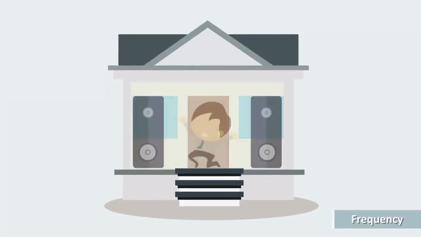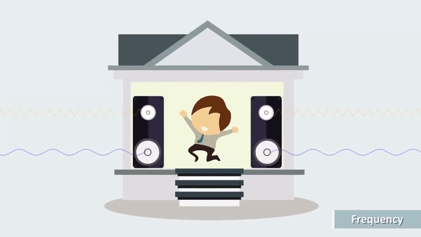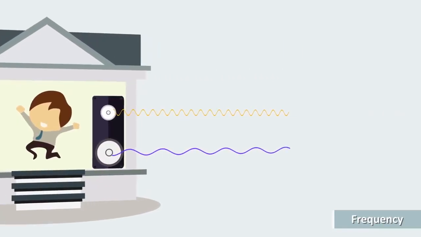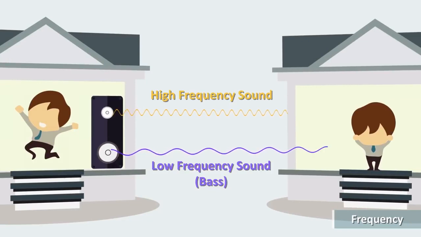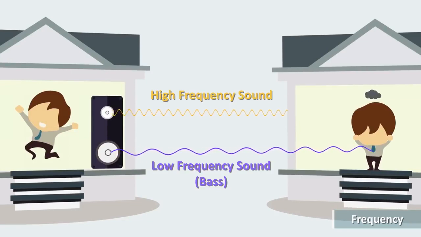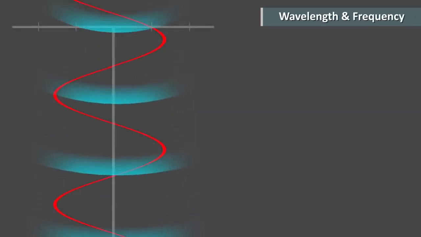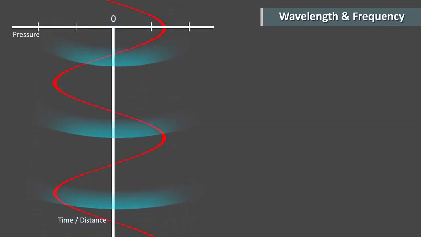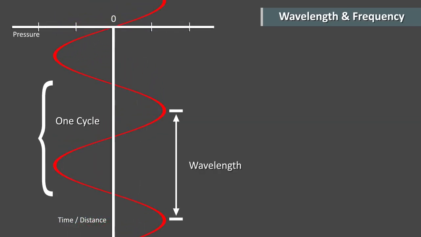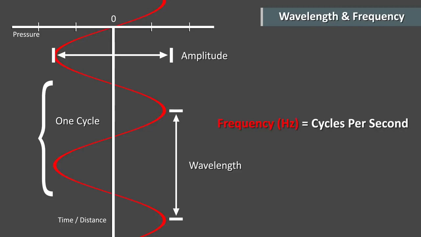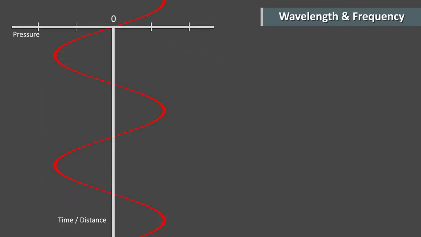A good example to demonstrate the concept of sound frequencies is listening to loud music played in the home next door. The bass, or low frequency, is often heard through the wall. Higher frequencies are often attenuated or absorbed by the walls of the home. One cycle of a sound wave is composed of a complete positive and negative pressure change. The distance traveled during one cycle is called the wavelength. The frequency of the wave is measured in cycles per second, or hertz.